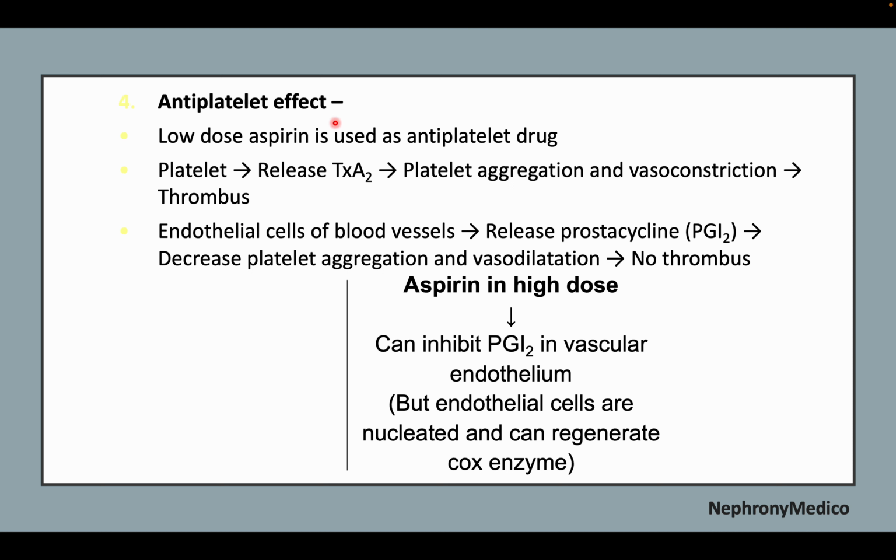Now, antiplatelet effect. Low dose aspirin is used as an antiplatelet drug. The platelet releases thromboxane A2, which leads to platelet aggregation and vasoconstriction, leading to formation of the thrombus. The endothelial cells of the blood vessels release prostacyclin PGI2, which decreases platelet aggregation and causes vasodilatation, so there is no thrombus due to prostacyclin I2. Now, aspirin in high dose can inhibit prostaglandin I2 in vascular endothelium, but the endothelial cells are nucleated and can regenerate the COX enzyme.